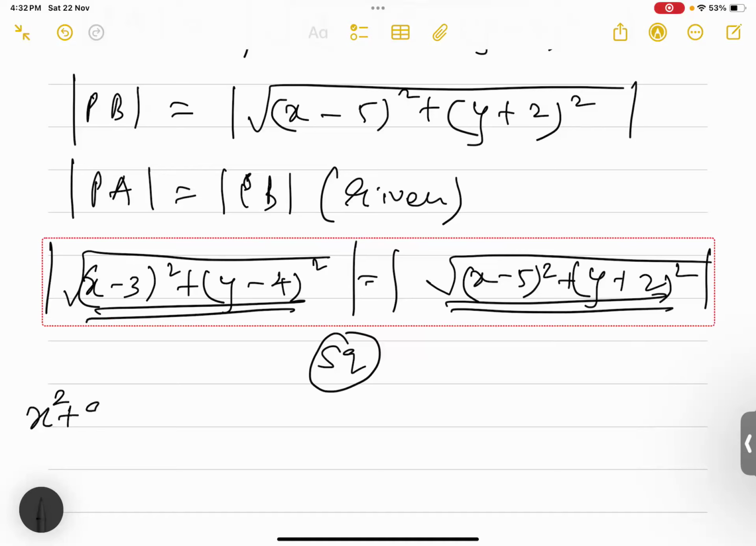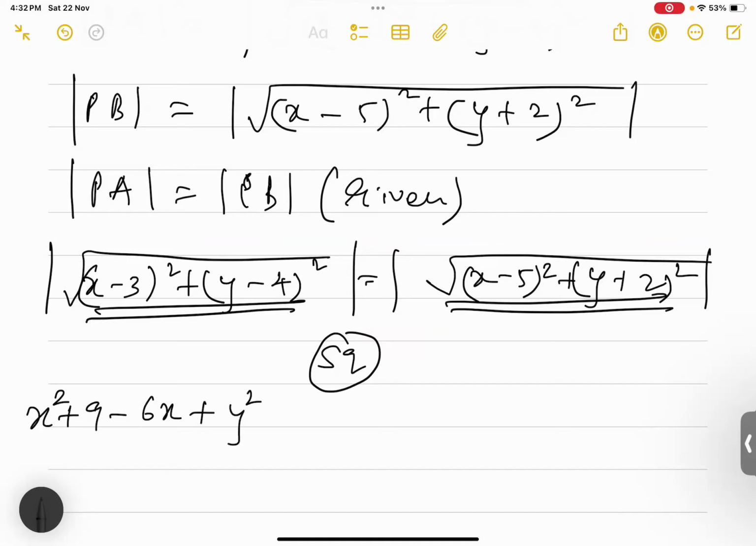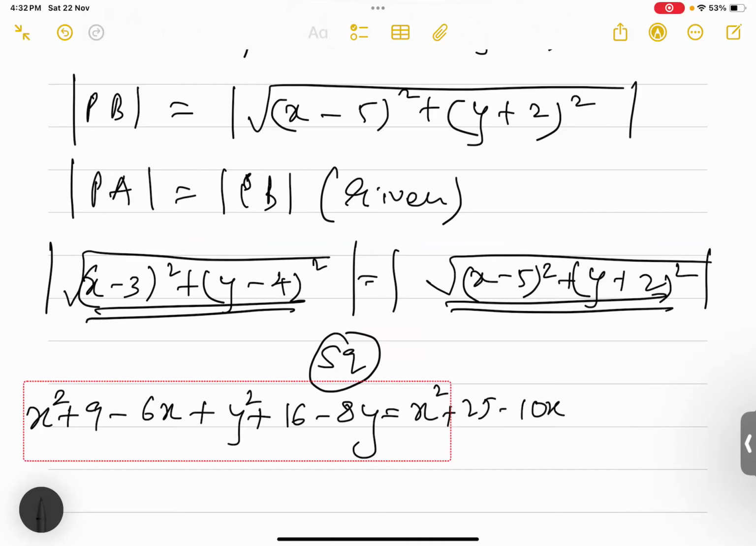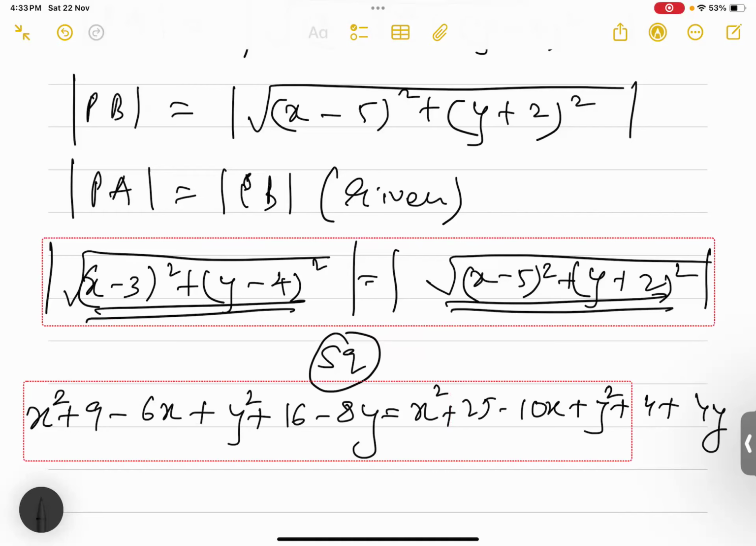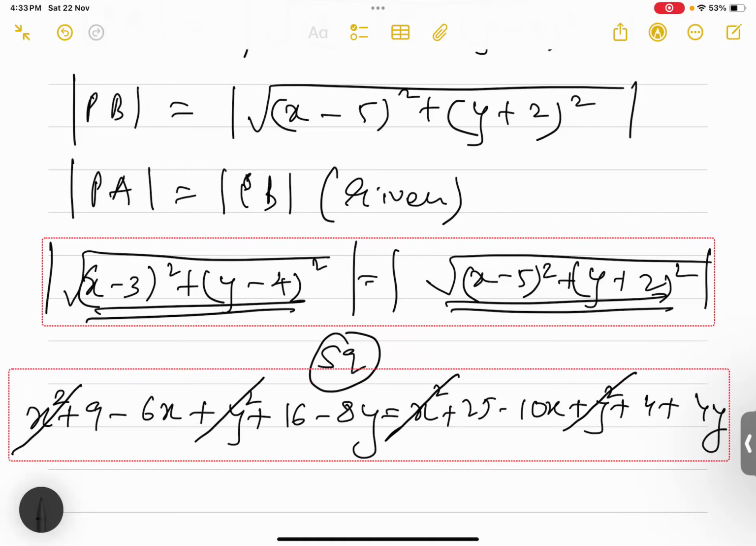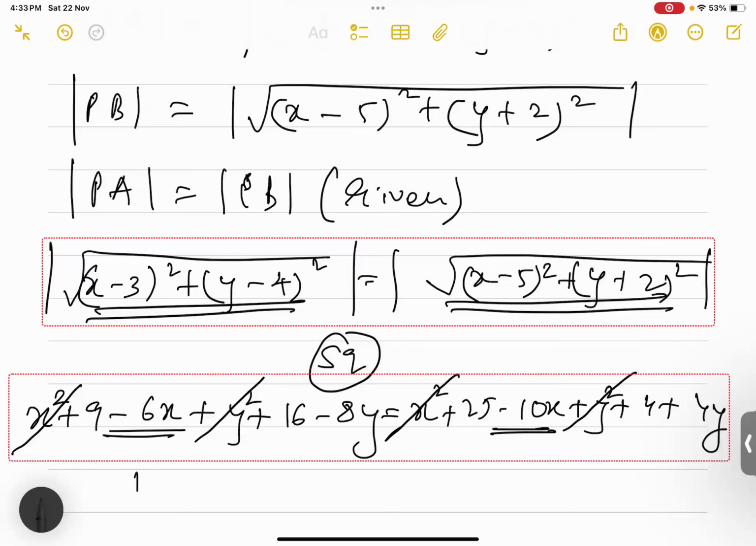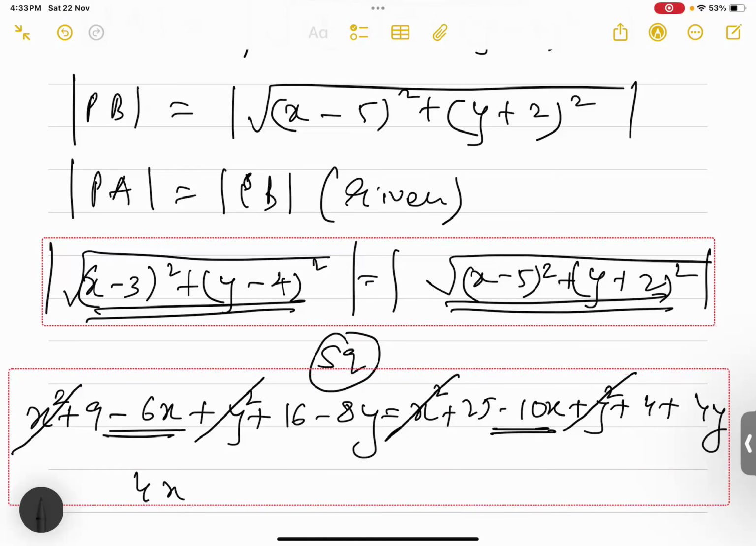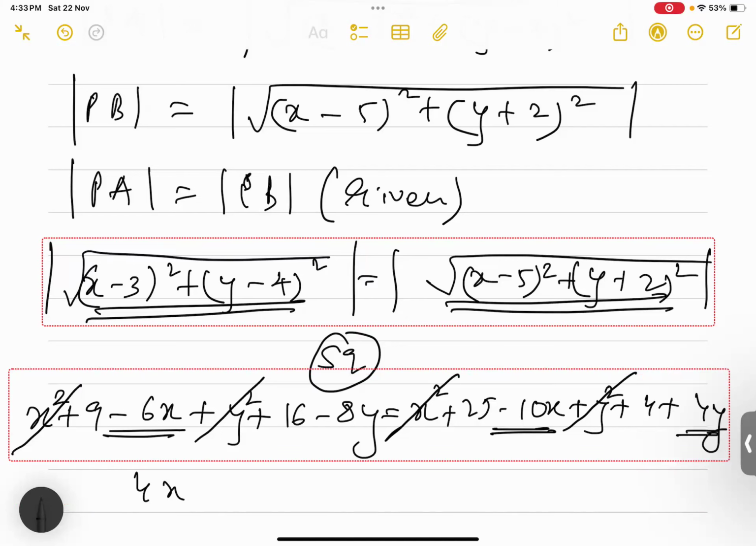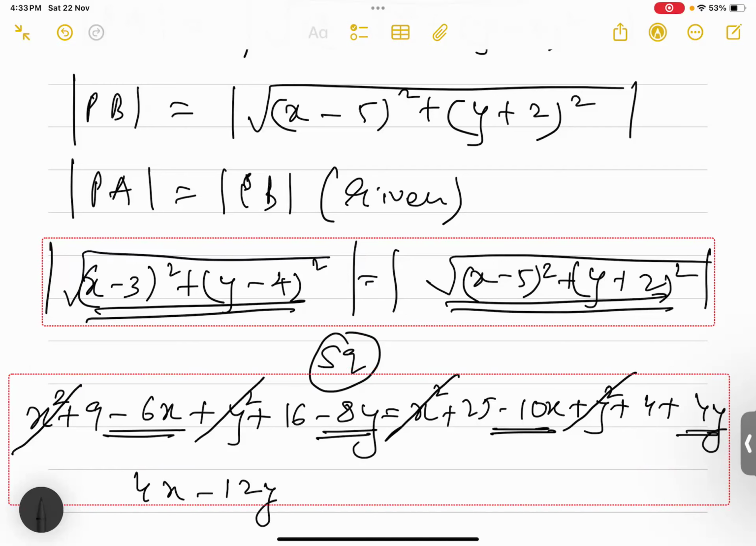X square plus 9 minus 6x, y square plus 16 minus 8y, equals x square plus 25 minus 10x, y square plus 4 plus 4y. X square, y square, x square, y square will get cancelled. This 10x, I'm sending it over here. So 10x minus 6x is 4x. This 4y, I'm sending it over here. So this will be minus 12y, minus 8y, minus 4y.